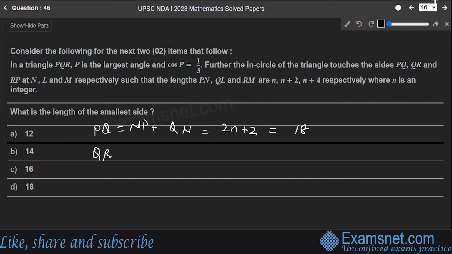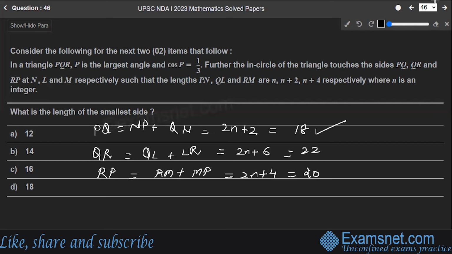Next one was QR. QR was equal to QL plus LR, which was equal to 2n plus 6, that is equal to 16 plus 6, 22. Last one, RP was equal to RM plus MP, which was equal to 2n plus 4, which makes it 16 plus 4, that is 20. So, of course, the smallest side is PQ, that is 18. And we have option D as the correct answer. Hope you got this. Let's move to the next question then.